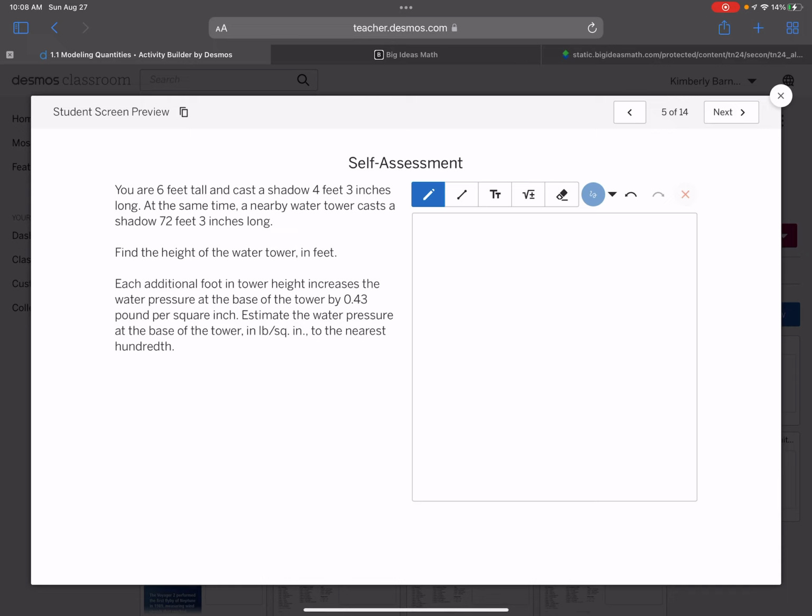Okay, each additional foot in tower height increases the water pressure at the base of the tower by 0.43 pounds per square inch. So I got this water tower, right? And it's 102 feet. Each foot increases the water pressure by 0.43 pounds per square inch, or PSI.